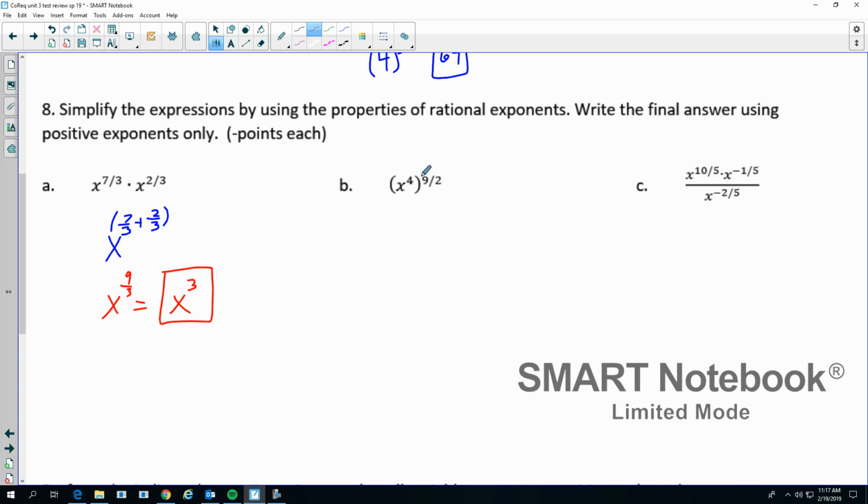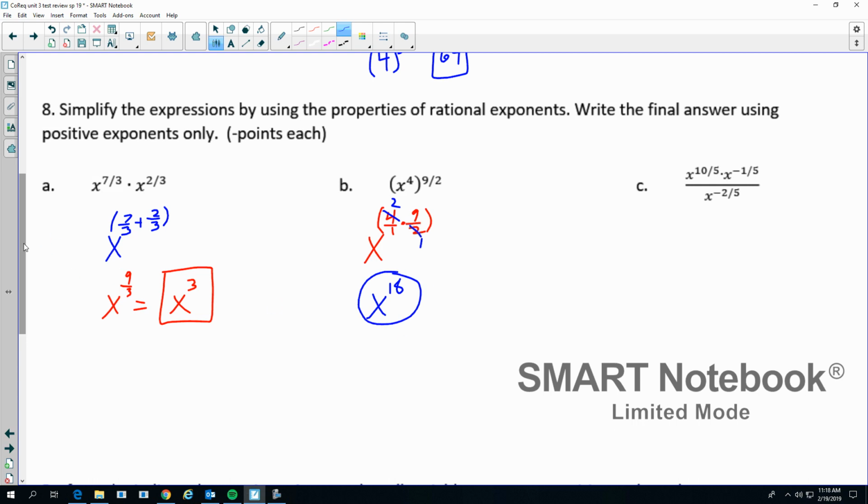Now the power rule, power to a power, you're going to multiply these. I'm going to go ahead and put 4 over 1 times 9 over 2. I do that just to help me as I start trying to reduce. This 2 reduces with this 4 down to a 2. So really my denominators are 1s, so I don't really have a fraction any longer. I just have 2 times 9, so I'm going to get x to the 18th power. And there you go.